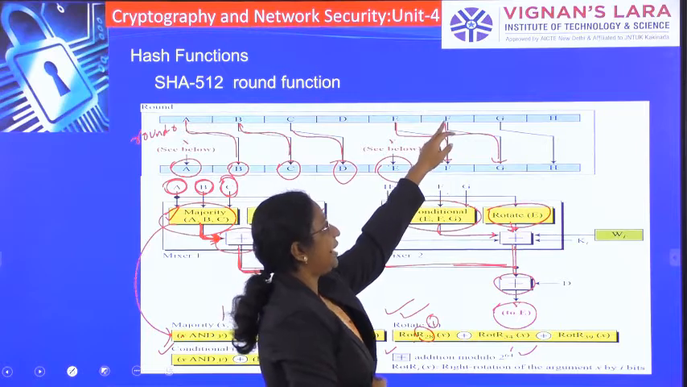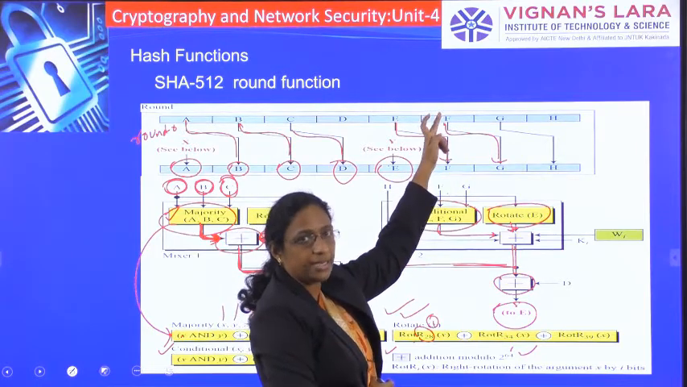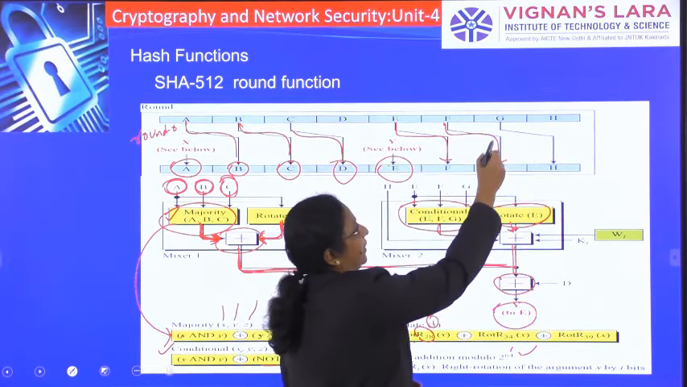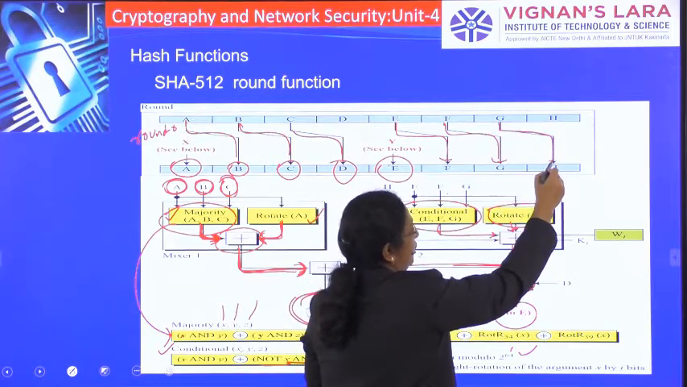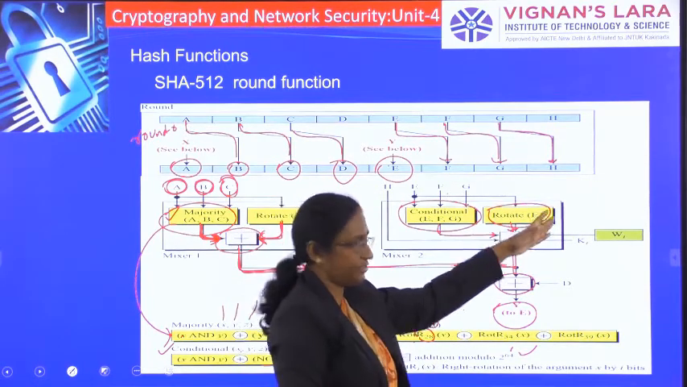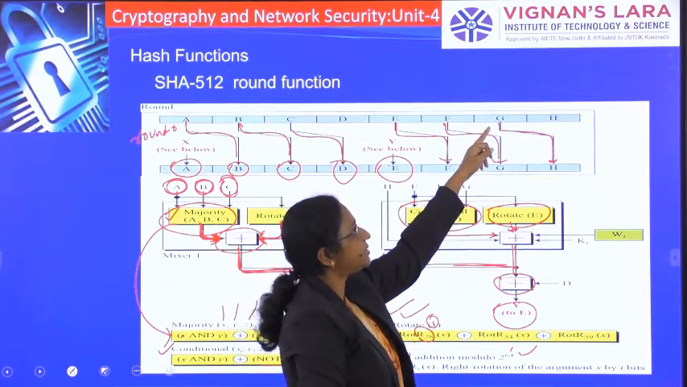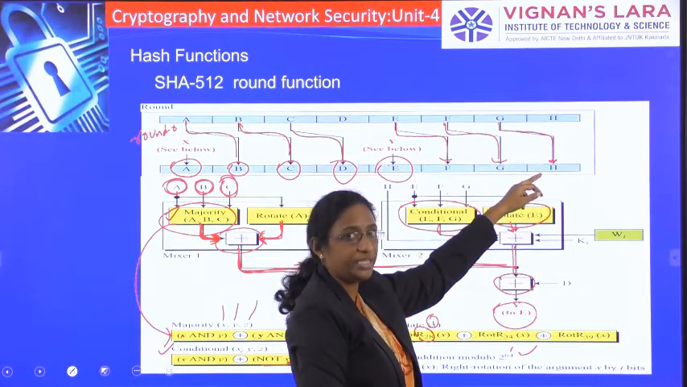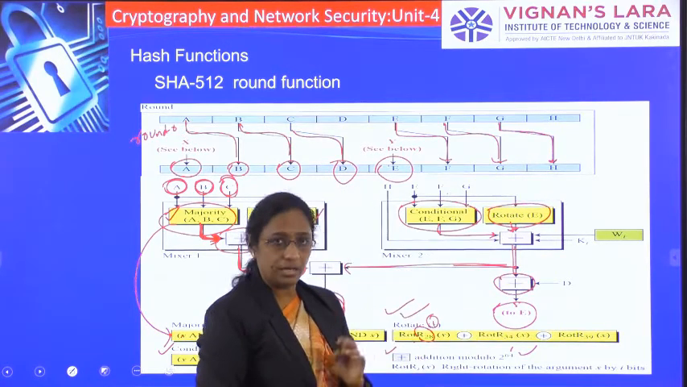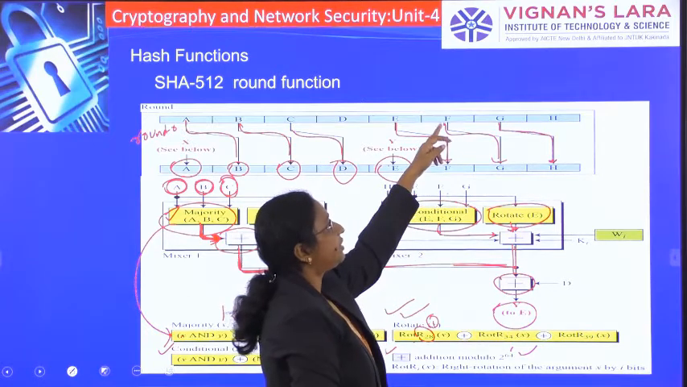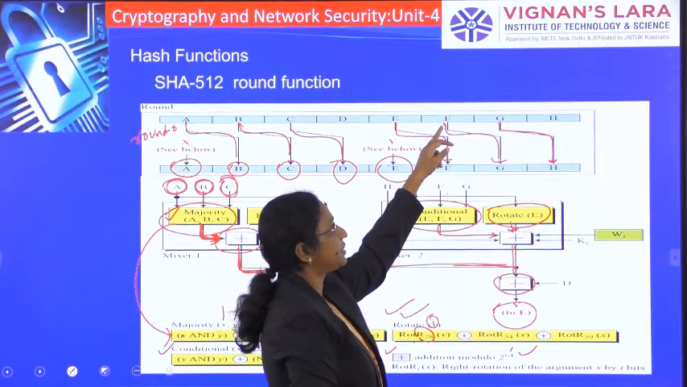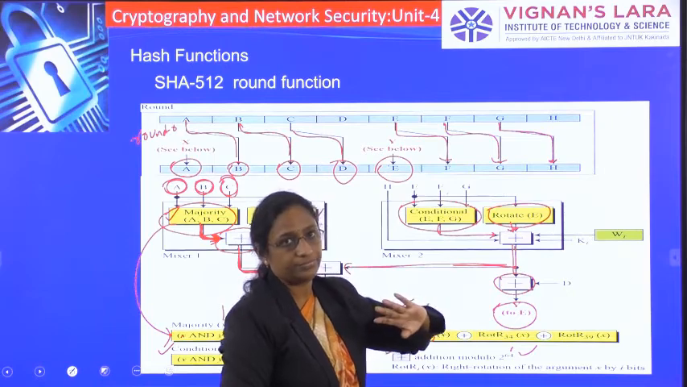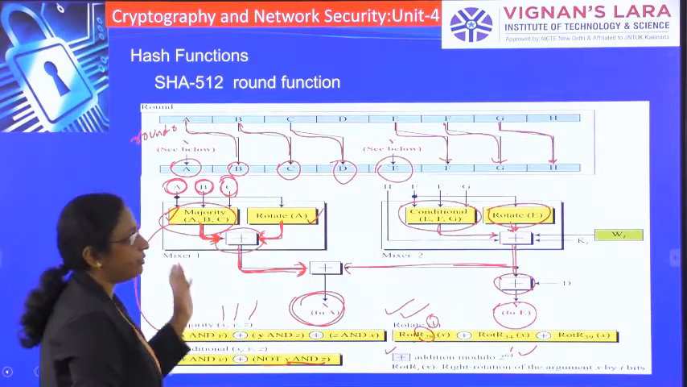Whatever bits are stored in f will now become the g bits. And the bits that are stored in the G register will now become the values in the H register after going through round 0. Similarly, whatever bits are stored in the F register will become the values of the G register after going through round 0.